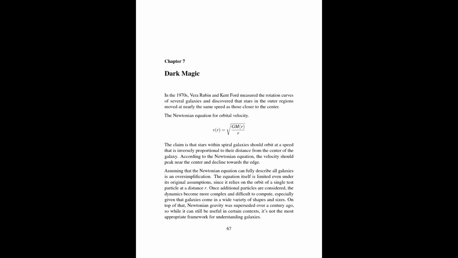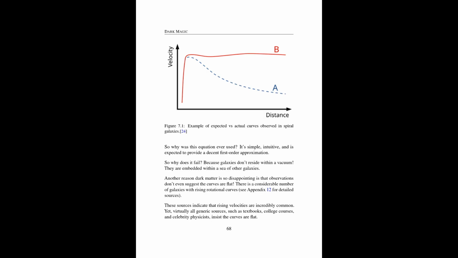On top of that, Newtonian gravity was superseded over a century ago, so while it can still be useful in certain contexts, it's not the most appropriate framework for understanding galaxies. So why was this equation ever used? Well, it's simple, intuitive, and is expected to provide a decent first-order approximation. So why does it fail? Because galaxies don't reside within a vacuum. They are embedded within a sea of other galaxies.